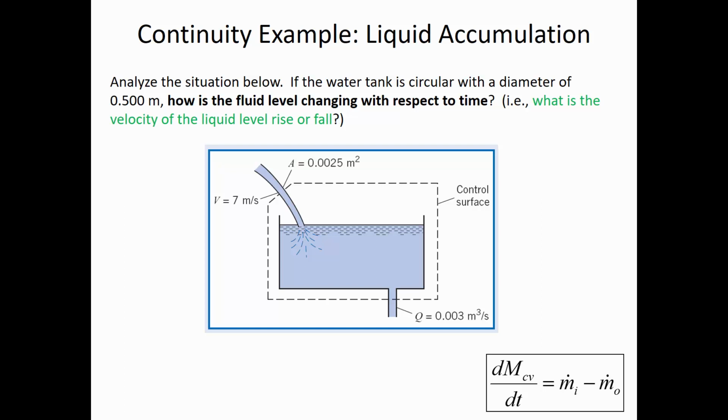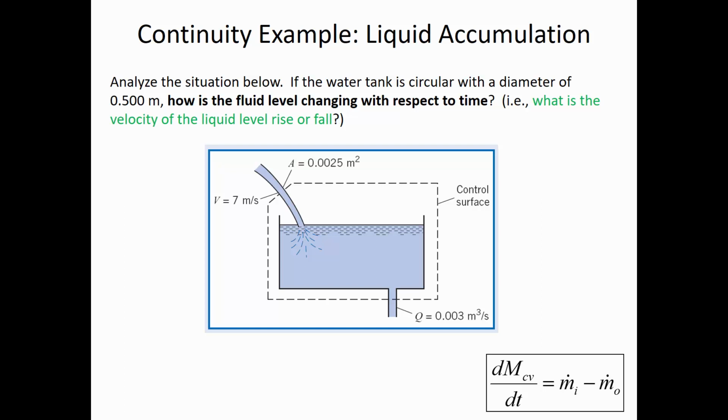If we look at this tank in a little more detail, in the problem statement it says the water tank is circular with a diameter of 0.50 meters. That means the tank looks like this, 0.50 meters. Okay, so we want to find out, is it going up, is it going down, and how fast?